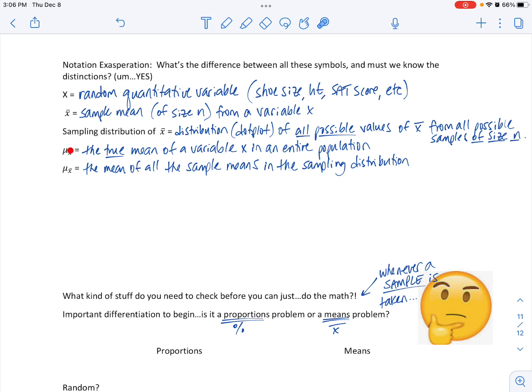So every single possible combination, which includes millions and bajillions of dots, usually, right? Okay, anyway, so we've got mean of X and mean of X bar. Note those look almost identical if you're reading too quickly. Okay, the mean of X is just the true mean from an entire population. Okay, there's no X bar over that. That is from the entire population. But when you have an X bar, that means the mean of all the sample means in a sampling distribution.